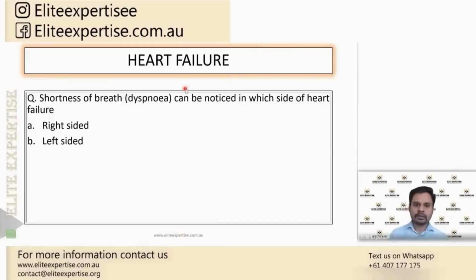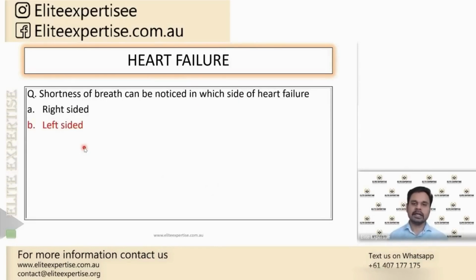Okay, so now let's have a look through the short MCQ. The shortness of breath, which we'll call dyspnea, can be noticed in which side of the heart failure? Either right side or left side. So the answer is left-sided heart failure.